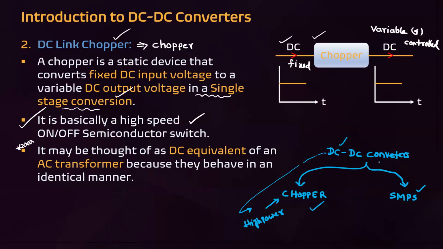If the same DC to DC converters are used for low power application, just like in a CPU, in computers, in a CPU also there is a DC to DC converter. But that is a low power application, no? That is called SMPS. Chopper is also a DC to DC converter, SMPS is also a DC to DC converter. But when it is used for high power, it is said to be a chopper, and if it is used for low power, it is said to be an SMPS. Both are DC to DC converters.